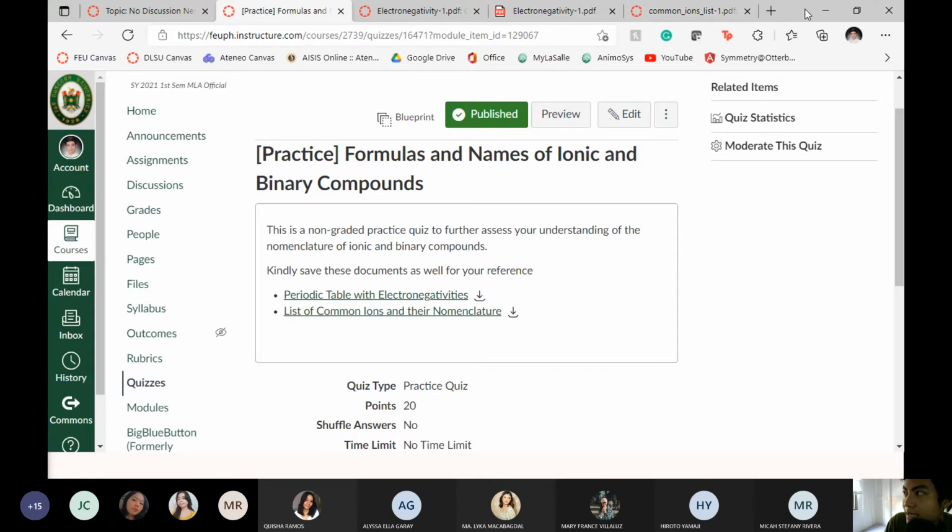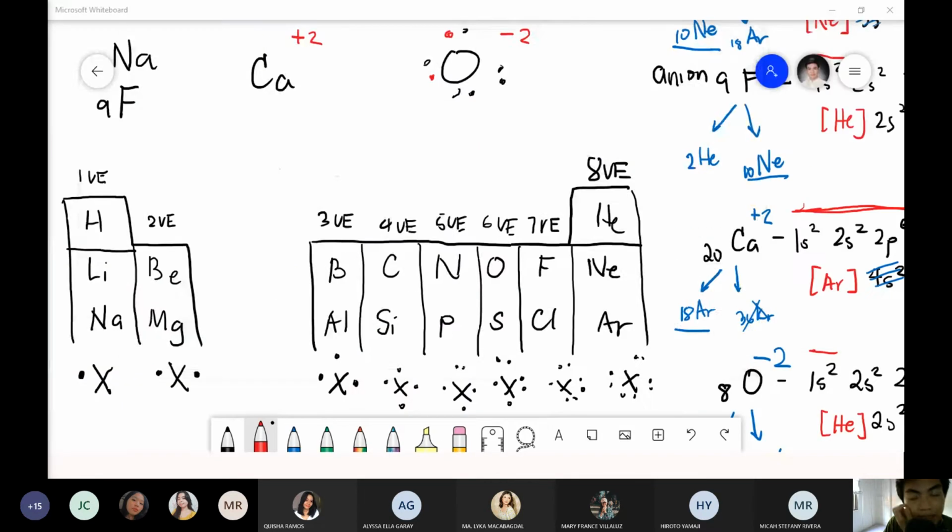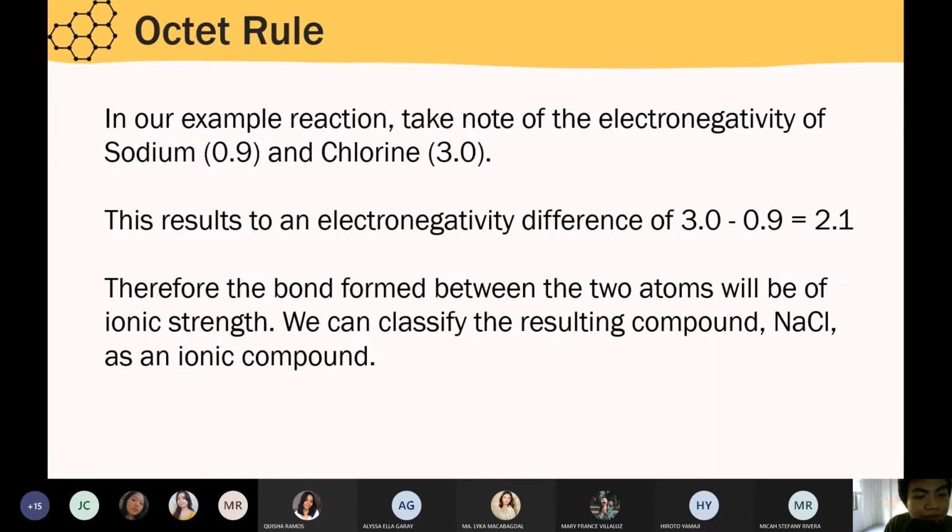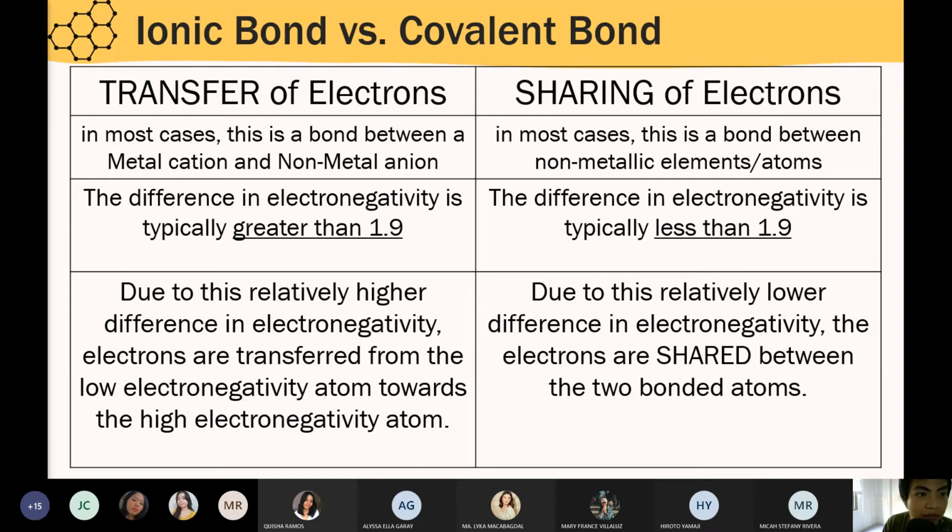Okay, so that's the idea. Okay, sana gets natin ha. Okay, so let's go back to the PowerPoint. So the difference between ionic and covalent are the following. In ionic bond, there's a complete transfer of electrons, while in the covalent bond, we only have the sharing of electrons. Again, more details about the covalent bond will be discussed in your laboratory.